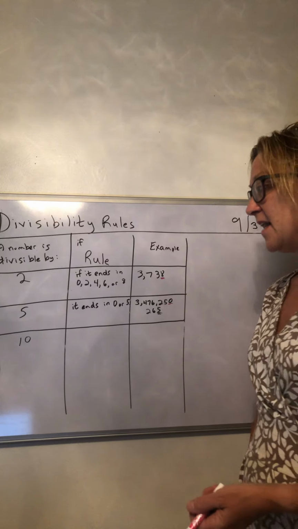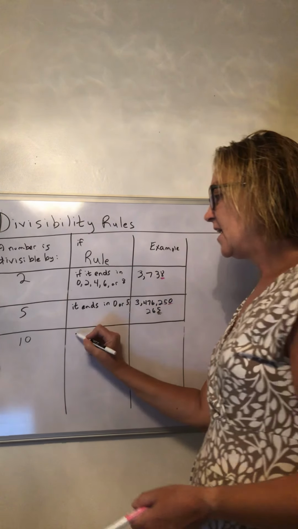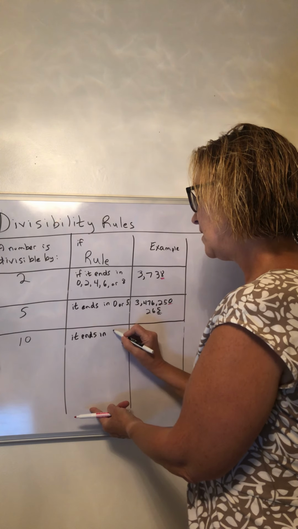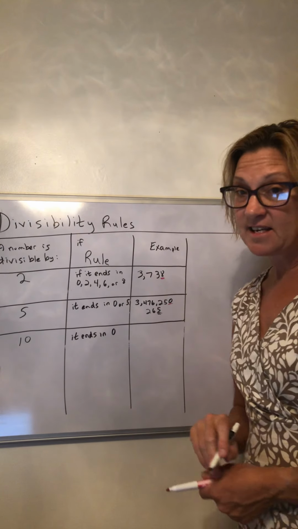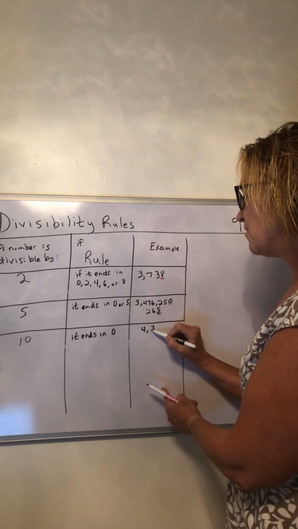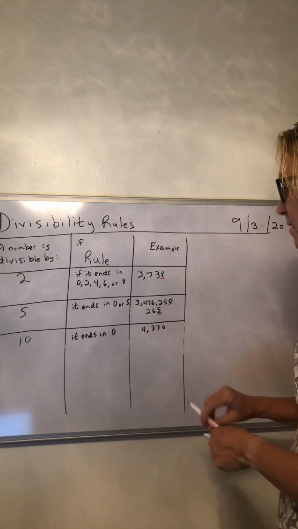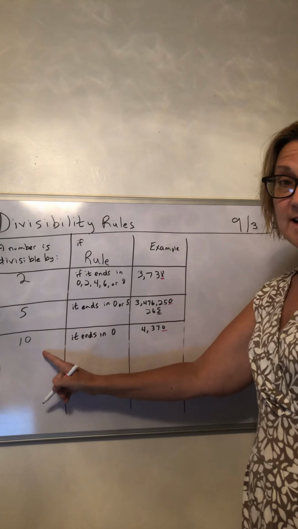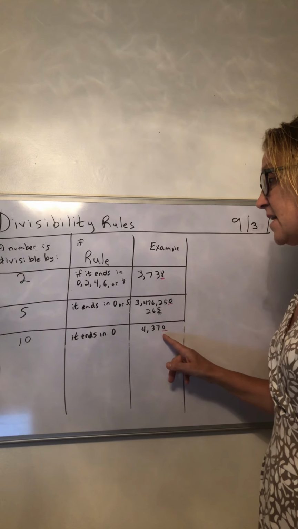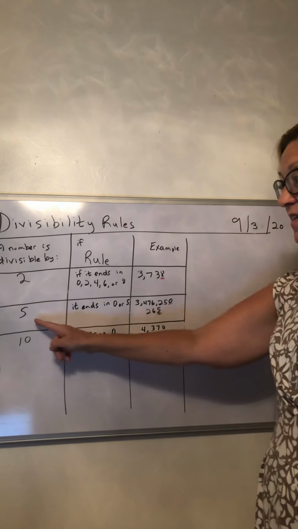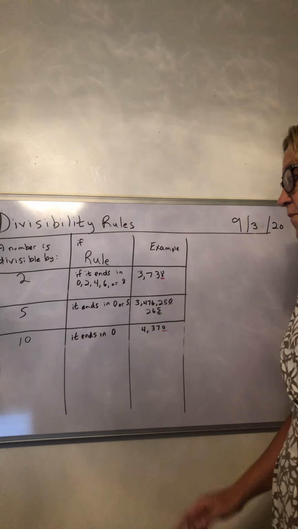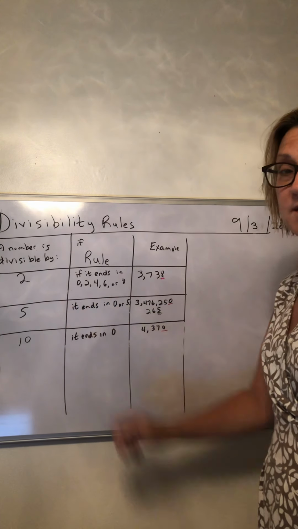So the rule for 10 is if it ends in a 0. If it ends in 0, then it is divisible by 10. So an example could be 4,370. Since that number ends in 0, it could be divided evenly by 10. Notice the other rules apply to it as well. So since this number ends in 0 or 5, it's also divisible by 5. And since it ends in an even number, it's also divisible by 2. So this number, these 3 rules apply.